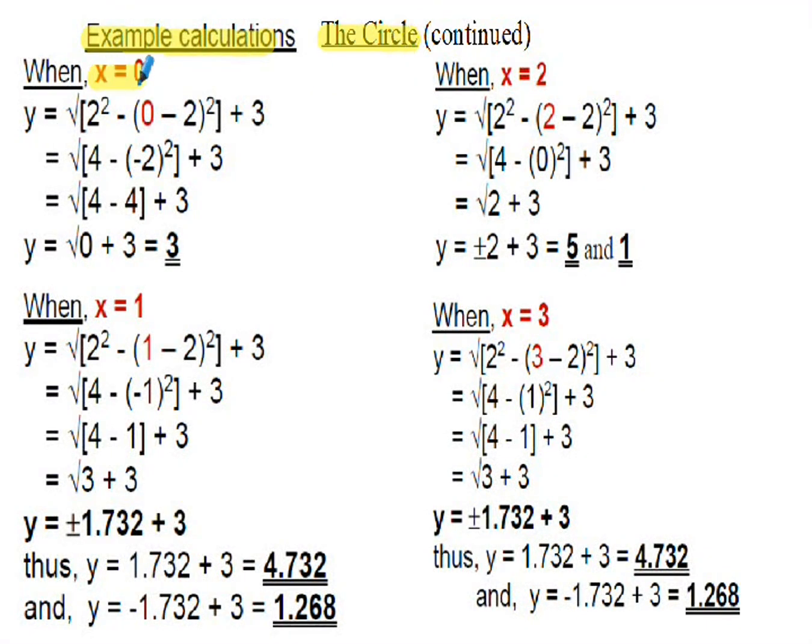So when x is equal to 0, we work out the value of y. When x is equal to 1, we work out the value of y, and there are two of them because of the plus or minus. So two values of y when x is equal to 1, and the same when x is equal to 2 and x is equal to 3. I'll let you wander through the solutions if you want to see the detailed calculations.